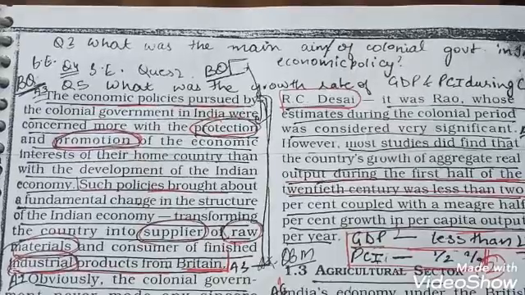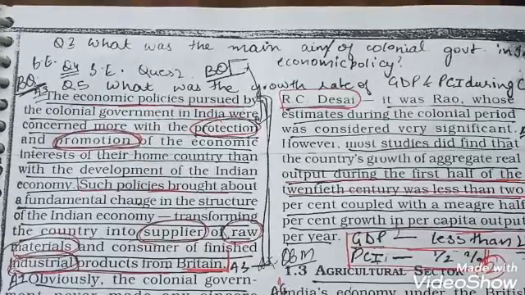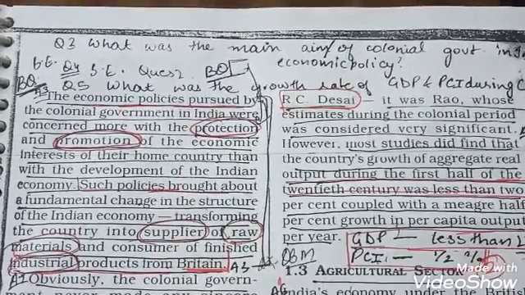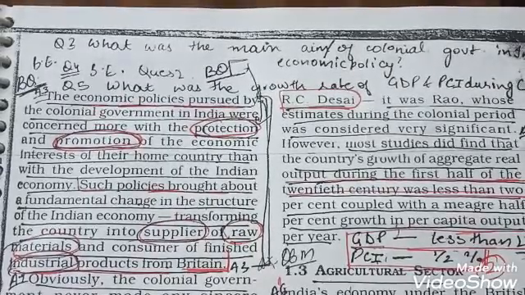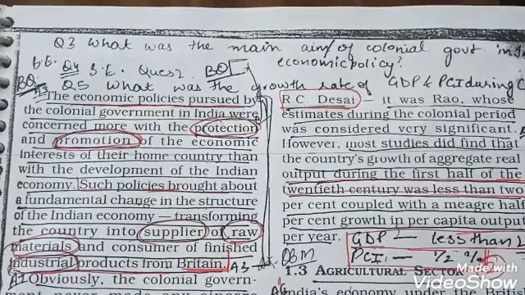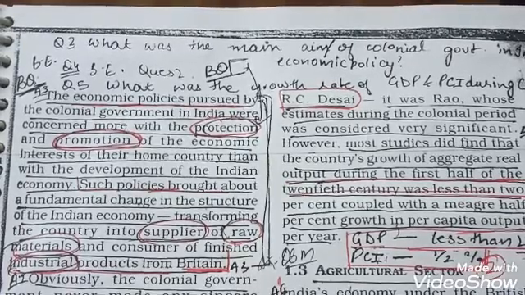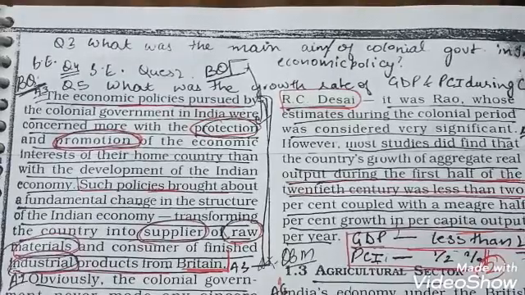Now the question comes, what was the main aim of the colonial government? वो क्या करना चाहते थे, right? And what were the economic policies that they adopted for India? एक बात देखना, colonial government, British government का एक ही purpose था. They wanted to protect and promote the economic interest of their home country. When I say home country, it means Britain. They only wanted to protect their country. They wanted to promote their country.